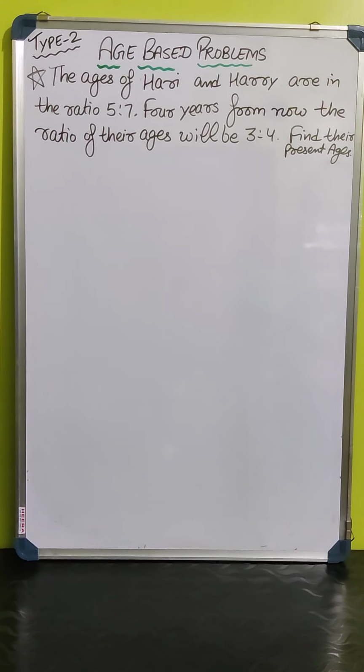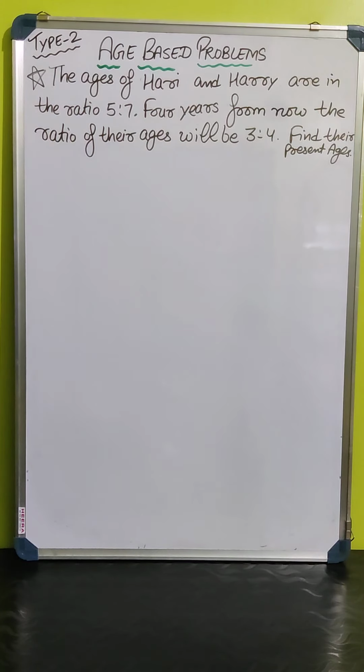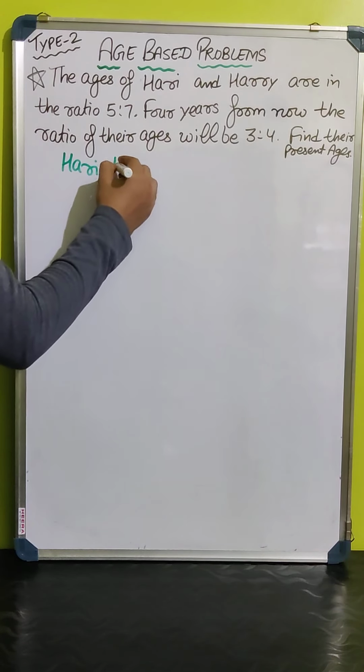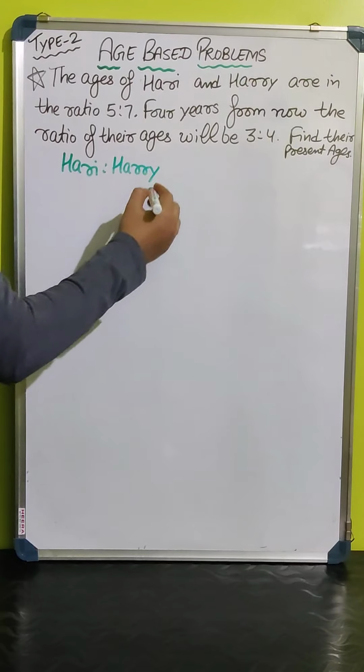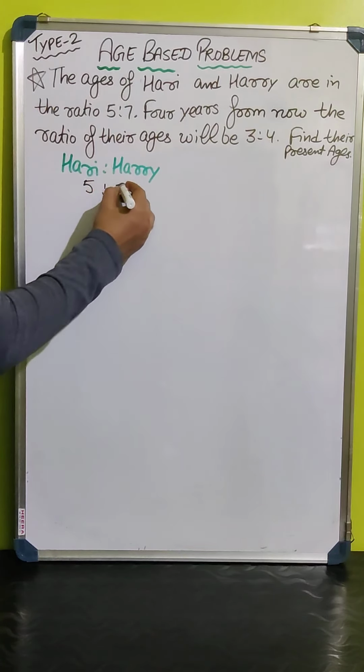Now comes the next question. Again, the ages of Hari and Harry are in the ratio 5:7. Again, the ages are given in the ratio. 4 years from now, the ratio of their ages will be 3:4. Means 4 years from now, they are talking about the future. The ratio of their ages will be 3:4. Find their ages. Okay. Now two persons are there, Hari and Harry. Sorry. Now the ratio is given 5:7.